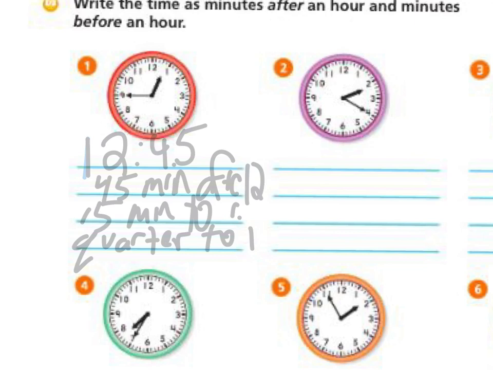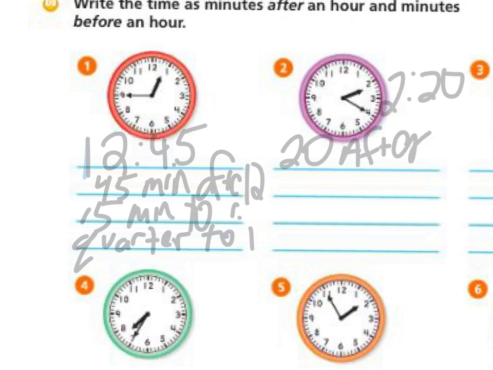Number 2, it looks like it's 2:20. So it'd be 20 minutes after 2. So I'm writing the numbers in math and then just the words in English, so you can do a mix of both, which would make it 30, 40 minutes to 3, and so on.